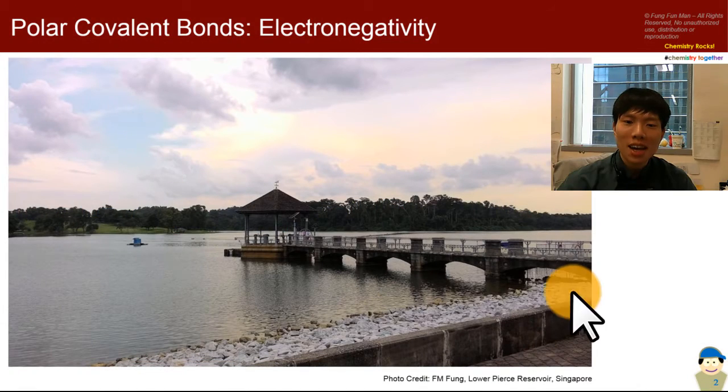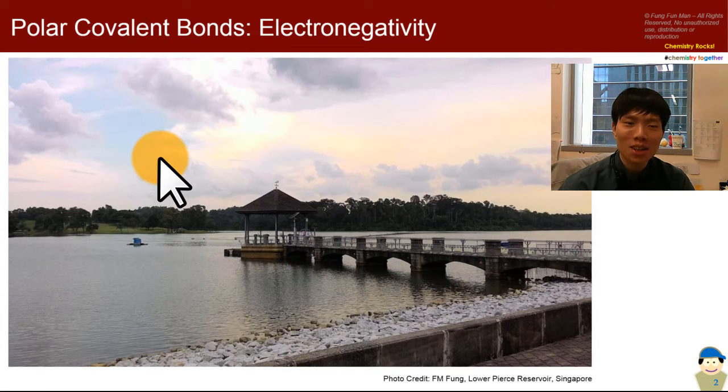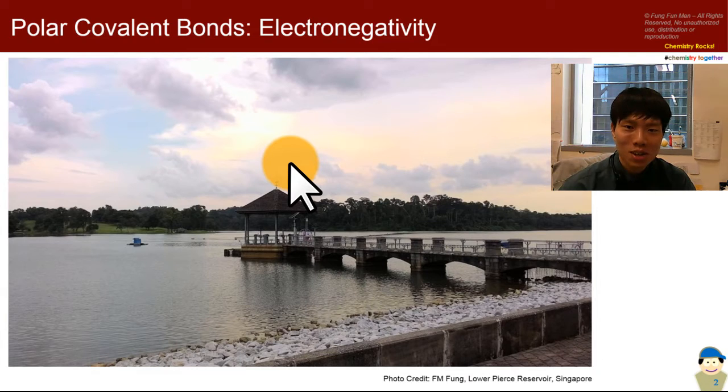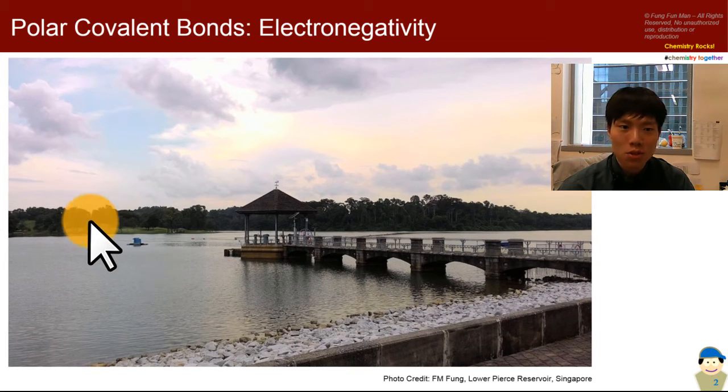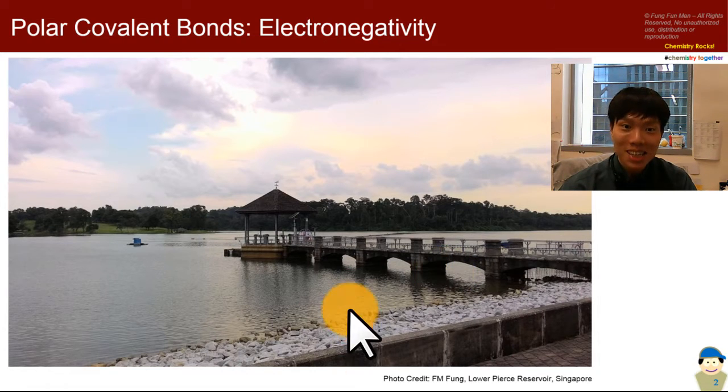So I was jogging at the Lower Pierce Reservoir in Singapore last weekend with my family, and this is a beautiful place on a Sunday afternoon, almost at the sunset. What you see here might be the clouds, the water, the lake, the trees, the greeneries, but what I see is actually many covalent bonds here in the rocks, ionic bonds inside the minerals, sodium chloride, granite, etc.